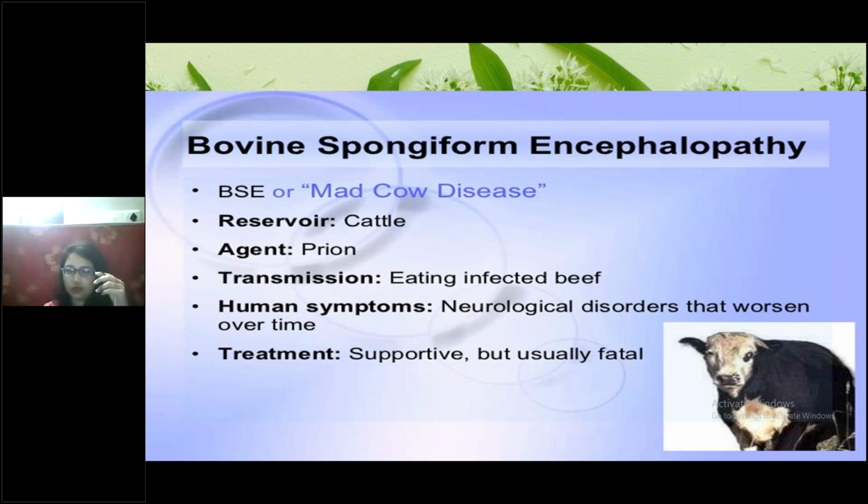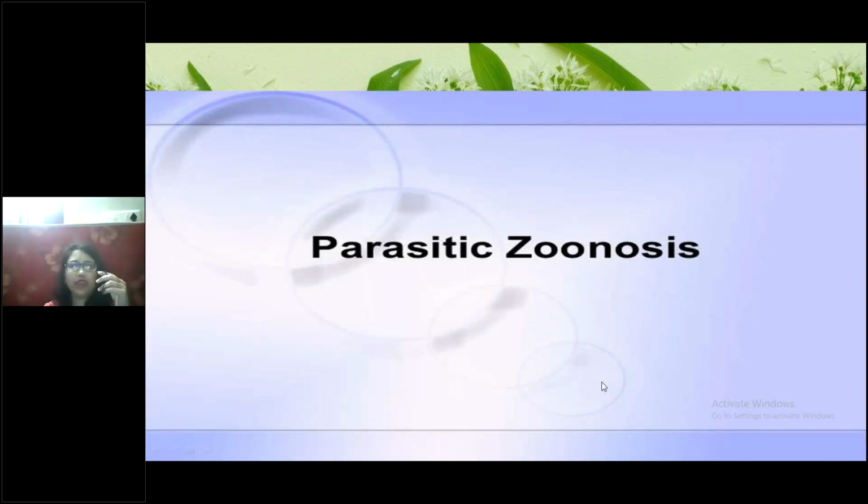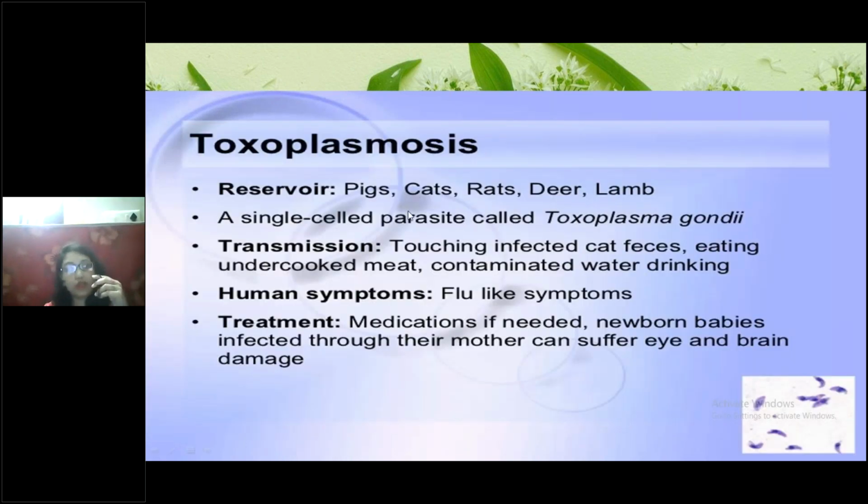Then there can be parasitic zoonosis like toxoplasmosis, as you might remember. It is a single cell parasite known as Toxoplasma gondii, and it is transmitted by touching infected cat feces or eating undercooked meat or contaminated water. And then there are flu-like symptoms, and medications, if needed, are given.